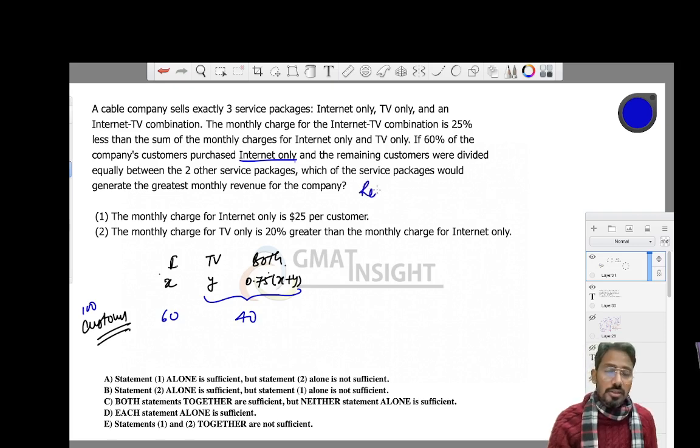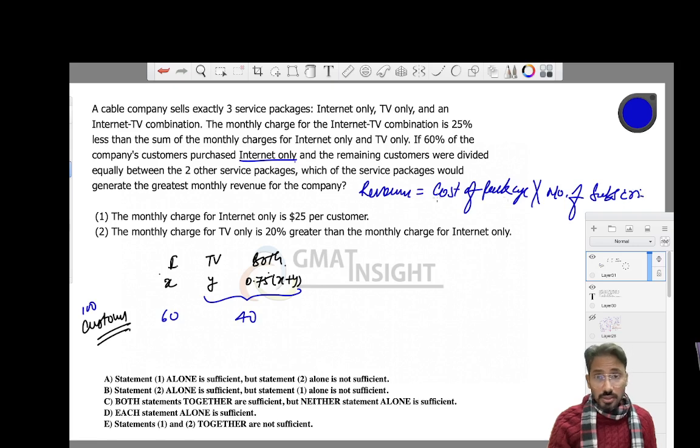Now understand, the revenue is calculated by the cost of the package multiplied by the number of people who are subscribing to that package. So number of subscribers, I can say, right? So let's just quickly read the information. Let's go by the first statement first and let's see what it has for us. The first statement says the monthly charge for the internet only is $25 a customer.